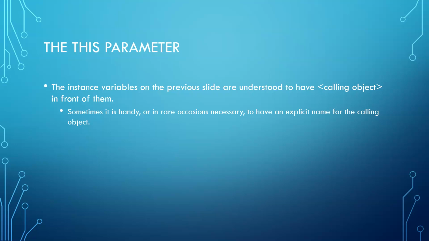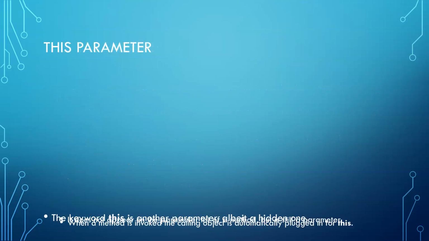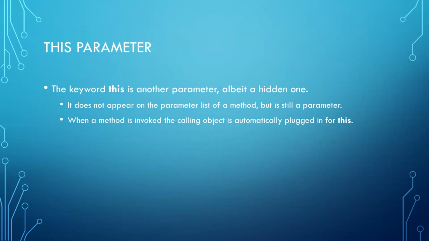Now, sometimes it's handy, or on rare occasions necessary, to have an explicit name for the calling object. So inside of a Java method definition, you can use the keyword this as a name for a calling object. So you can use the following as an equivalent statement: public void writeOutput, System.out.println this.month, this.day, and this.year. The keyword this is another parameter, but kind of a hidden one. It does not appear in the parameter list of a method, but it is still a parameter. When a method is invoked, the calling object is automatically plugged in for this.